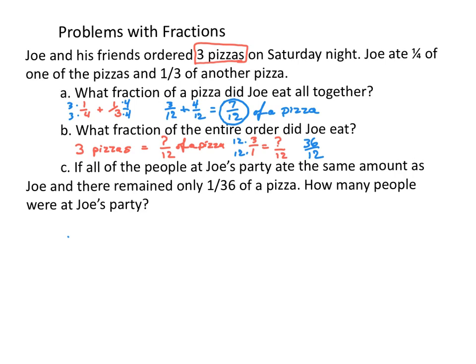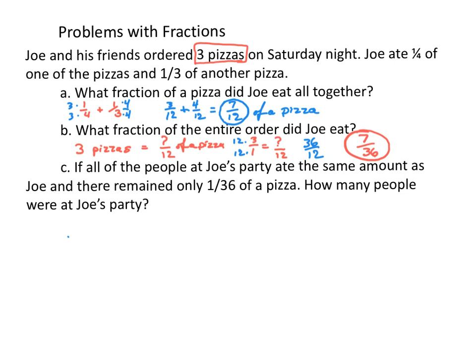Well, Joe ate 7 twelfths. So what fraction of the whole order is 7 twelfths out of 36 twelfths? Here, did you hear how we said that? 7 twelfths out of 36 twelfths. Or 7 out of 36. He ate 7 out of the 36. If the pizzas were divided into 12s, and he ate 7 slices, and there would be 36 altogether, that would be 7 out of 36. So that would be 7/36 of the whole order.